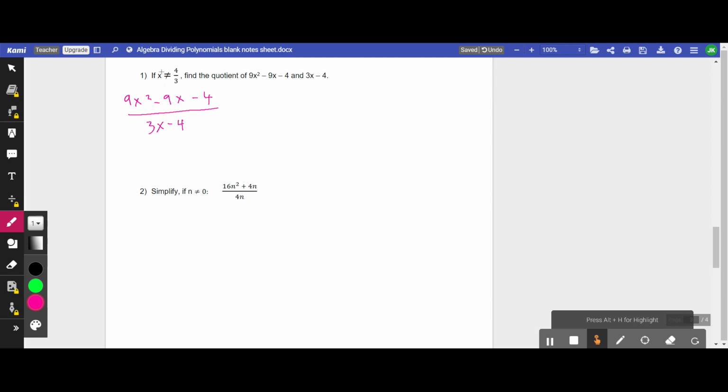So pretty much you can ignore this. It doesn't help you with solving. You can just ignore it. It's just saying that you can't divide by 0 if that were 4/3 there. So then for this one, it'll be like the other one. So you can factor your numerator next.